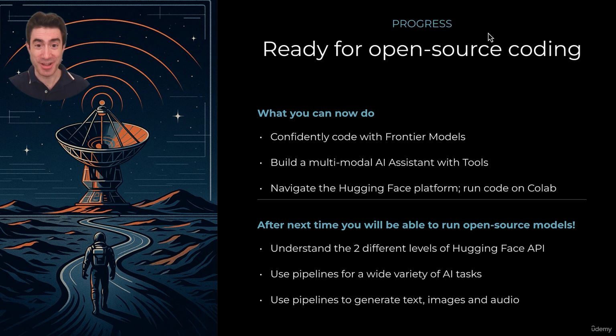Okay, and we got a lot done. That concludes week 3, day 1. It wasn't that much like pulling teeth in a dentist's office. There was some cool stuff there. And in the meantime, you've been exposed to navigating the Hugging Face platform. You've had your first little look at some of the Hugging Face libraries, although we haven't gone into them yet, but you have run code on Google Colab. And in addition to that, you can, of course, confidently code with frontier models and build a multimodal AI assistant with tools. Congratulations. Next time, we're going to talk about the 2 different flavors of Hugging Face API.